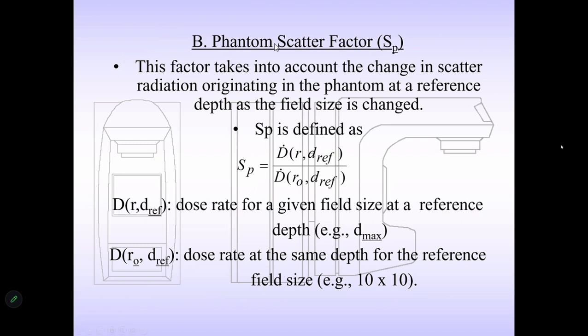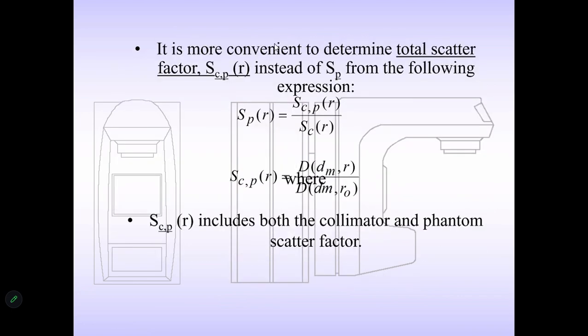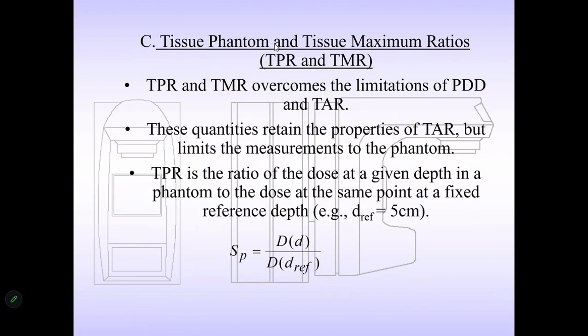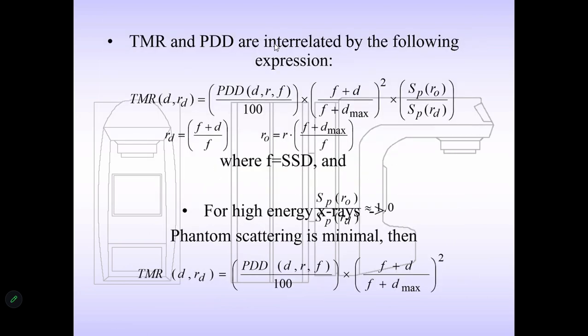The thing is, you cannot really measure this because it involves both collimator and phantom. So what we do is measure one of them. We measure the collimator scatter and the total, and we calculate the other one. So that is S sub C. Again, that is also just another definition. I put a lot of slides, and this is basically an extra slide.